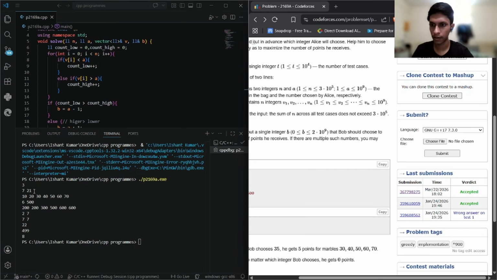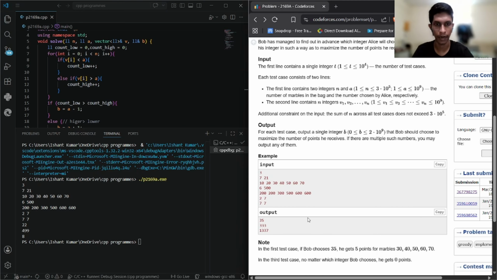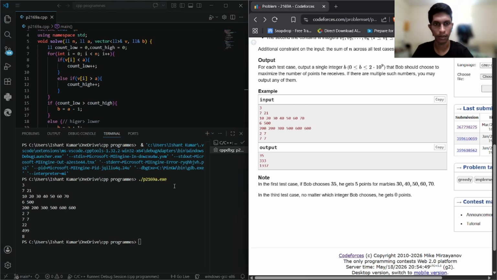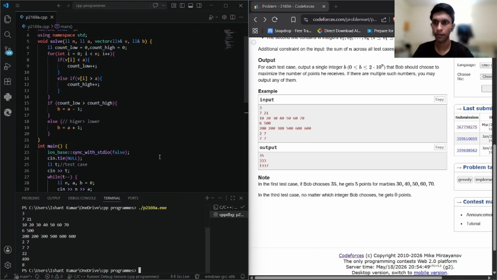And in the first case, as we have discussed, if we take 22, we'll get all these 5 points since the higher count is greater. So we'll get all these 5 points and we'll win. And in the second case, if we take 499, it will be a tie anyway. We'll get 3 points from here, and Alice will get 3 points from here. So it will be a tie. And in the third case, any number we can choose. It doesn't matter because Alice will still win.